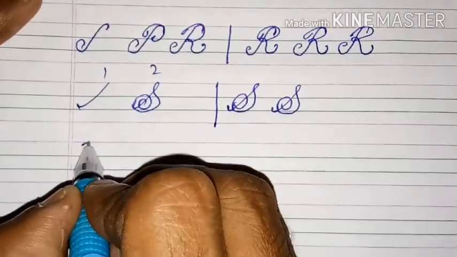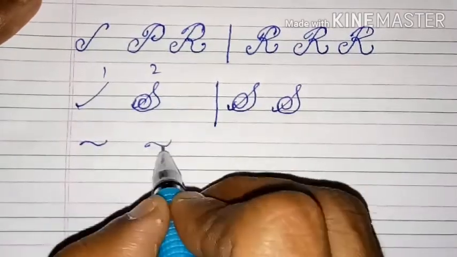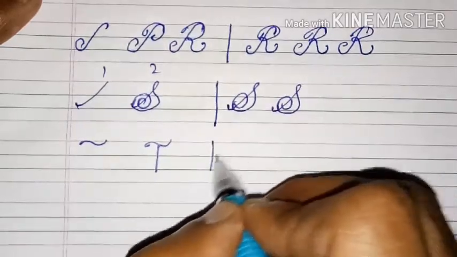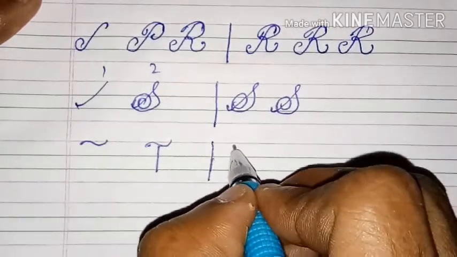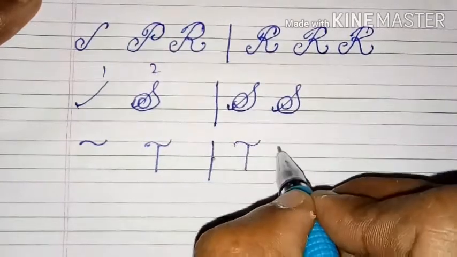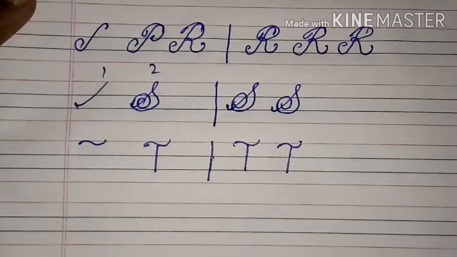Next one is T. T is nothing but just like J. Put a straight line here. J has a curve, but T has a straight line structure. T.